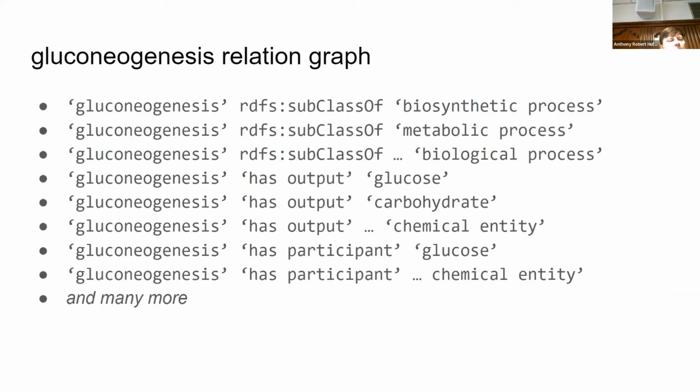Just for something like gluconeogenesis, all of these triples are in the database: that it's a subclass of biosynthetic process, but then also a subclass of all of the processes that are superclasses of that, metabolic process, biological process. There's a triple that says it has output glucose, and then also every chemical above that up to chemical entity, and then all of the super properties. So it's just an exhaustive materialization.